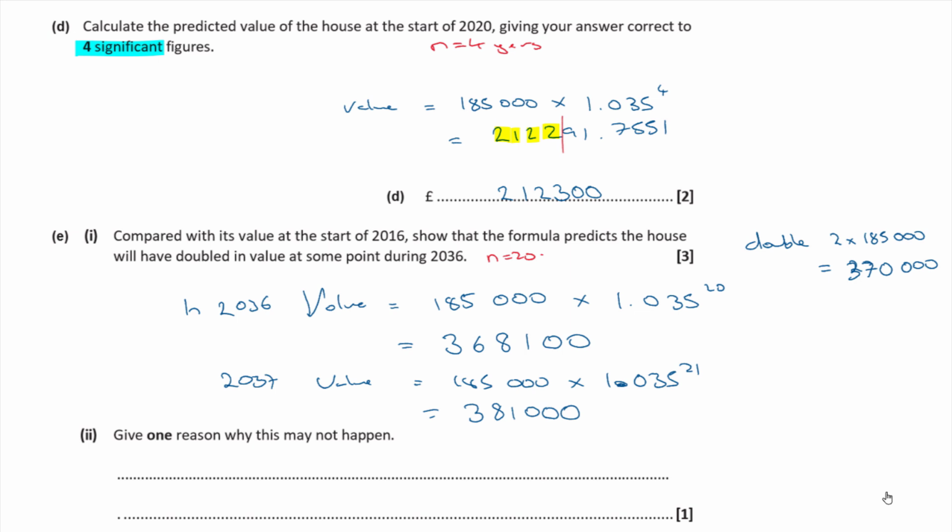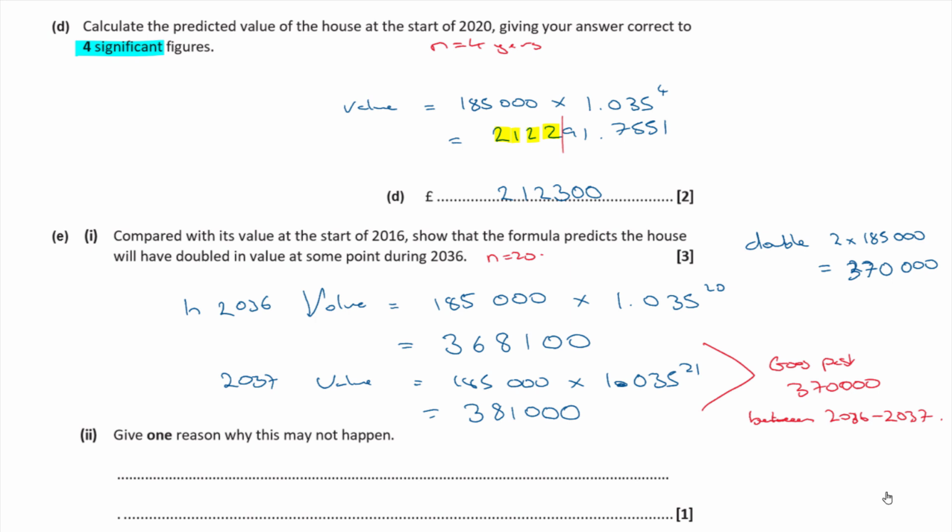Okay, so between those, it goes past 370,000 between 2036 and 2037. So it was 368 and now it's 381. So it must have gone through 370 at some point between those two dates.